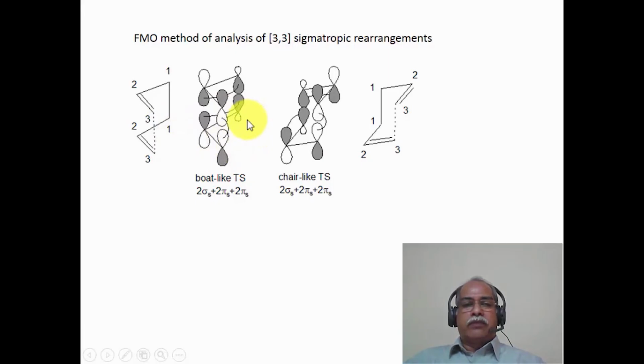In both the transition states, of course, it is a suprafacial migration with respect to all the components. This is the original sigma bond, and you can see here this is the allyl, this is the pi system, this is another pi system. With respect to the sigma, it is suprafacial. With respect to this pi system, it is suprafacial. With respect to this pi system also, it is suprafacial. So it is a 2 sigma suprafacial, 2 pi antarafacial and 2 pi antarafacial kind of migration that is taking place. In other words, it is suprafacial in all the components that are involved during the course of the migration.